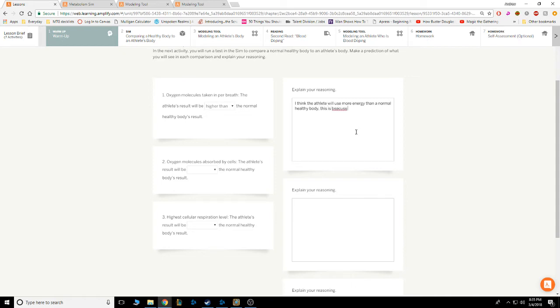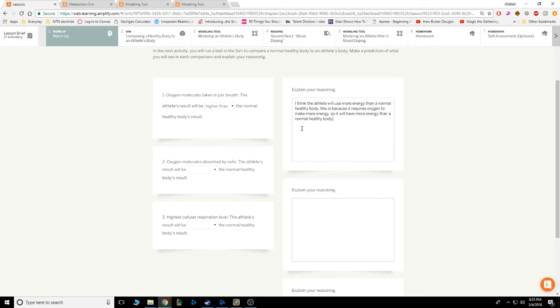This is because it requires, let's spell correctly, it requires oxygen to make more energy. So it will have more energy than a normal, healthy body.